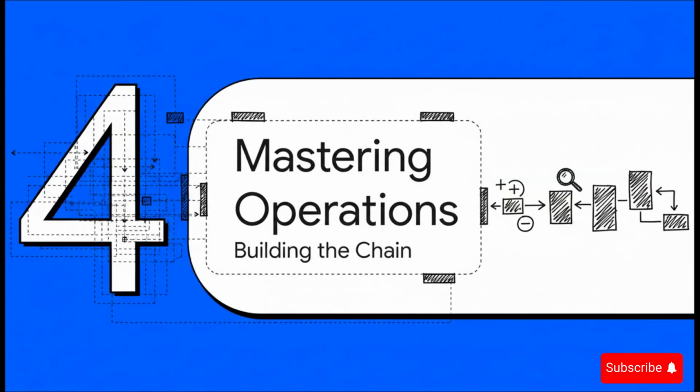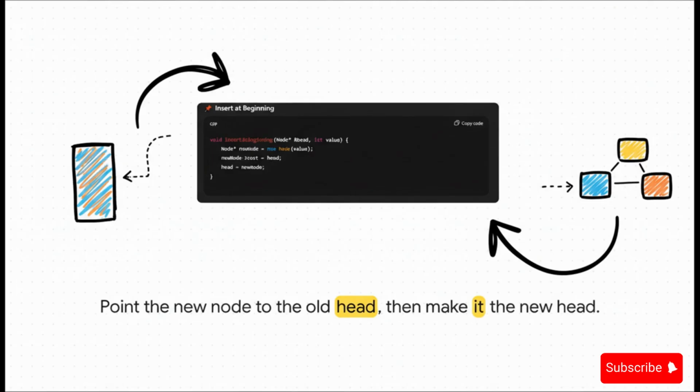Okay, we've got the blueprint. Now it's time to build something. Let's jump into how we actually use that node blueprint to create our chain, how we add things, take them away, and just look at what we've built. Let's kick things off with one of the fastest things you can do with a linked list, adding a new node right to the very front. If you look at the code, you can see what we do. First, we create a totally new node. Then, we tell its next pointer to point to whatever used to be the first thing in the list, the old head.